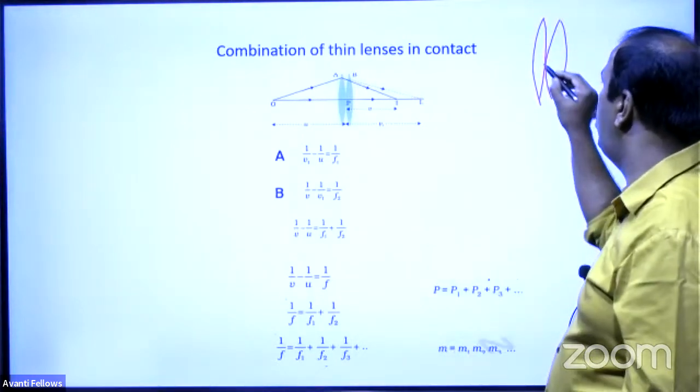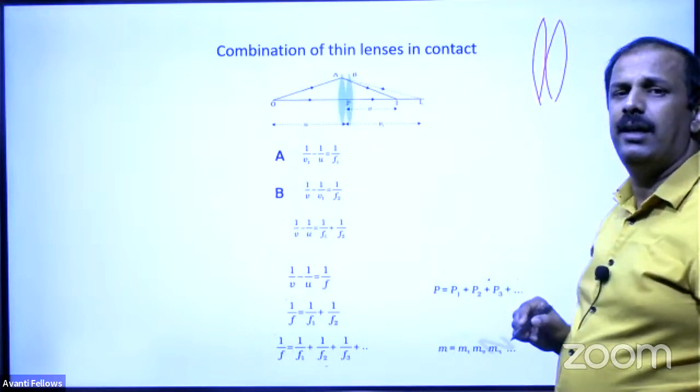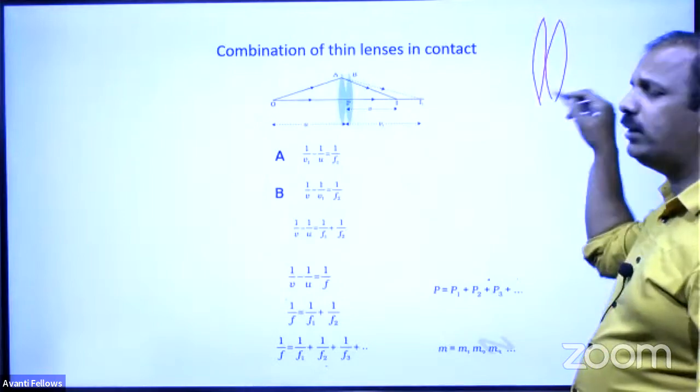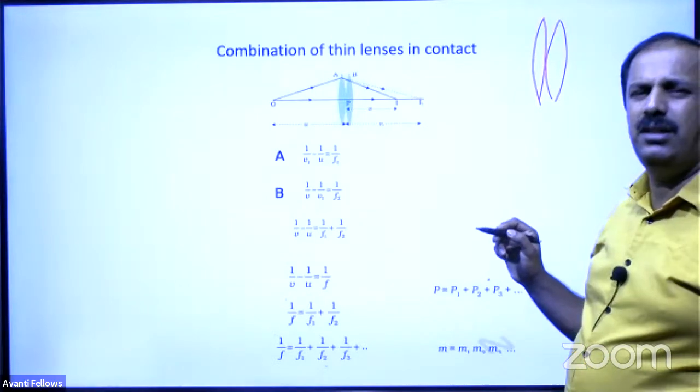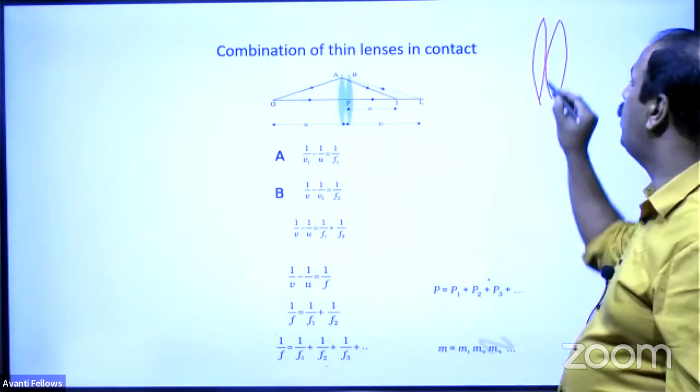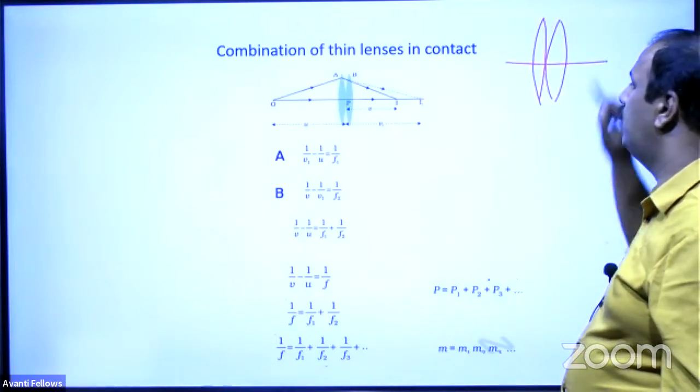It doesn't mean that both should be convex. It can be convex and concave, or both can be concave, or both can be convex. The lens should be thin, that's all. So when two lenses are kept in contact, what is the focal length? That's what we have to do now.